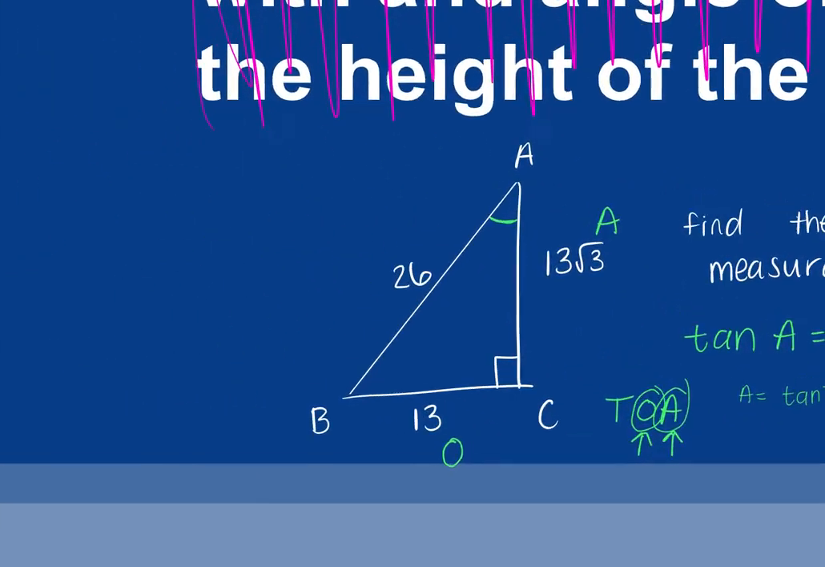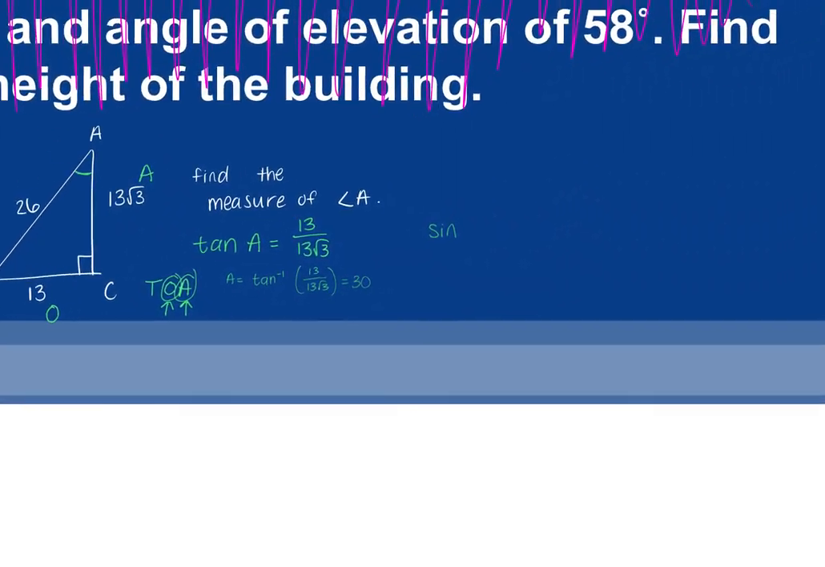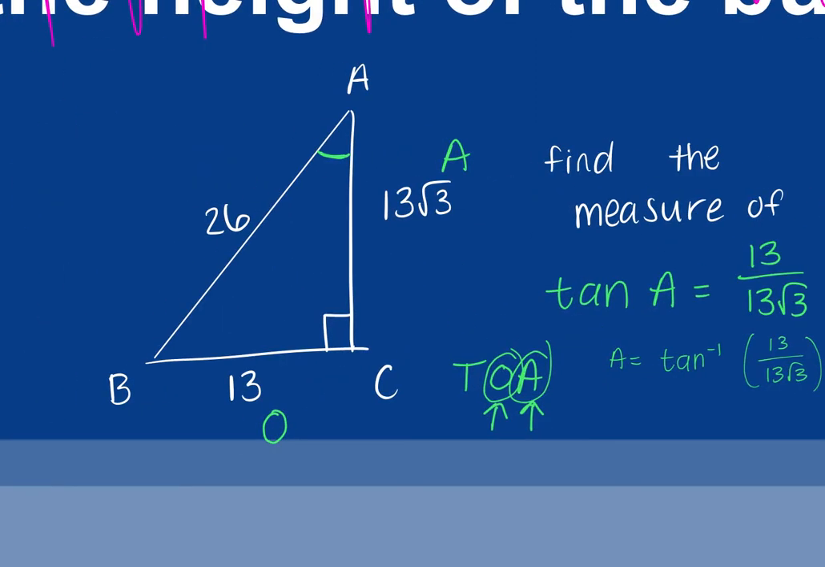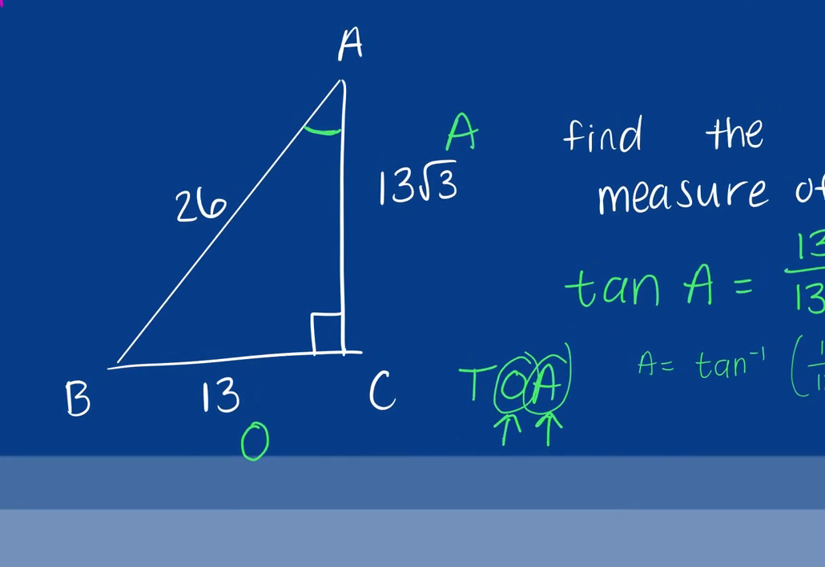Okay, so take a look at angle A. We're going to find the sine of angle A. What are the letters associated with sine? S, O, and H. So we found what's opposite A, which is 13.